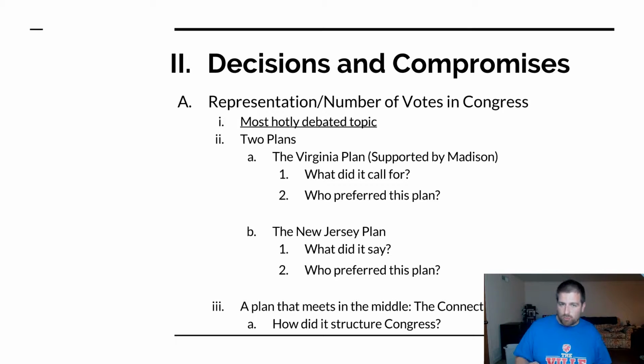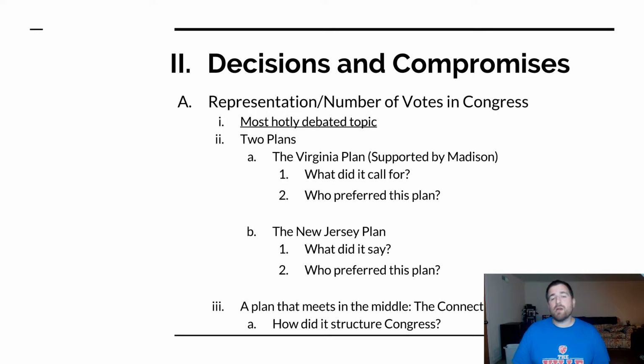Representation was equal across the board. And to get a law passed, 9 out of 13 states had to vote for something. So a lot of plans come out to try and restructure this or tweak this, with two sides emerging early on. Basically, big states with large populations on one side and small states with small populations on the other. And so two major plans emerge.